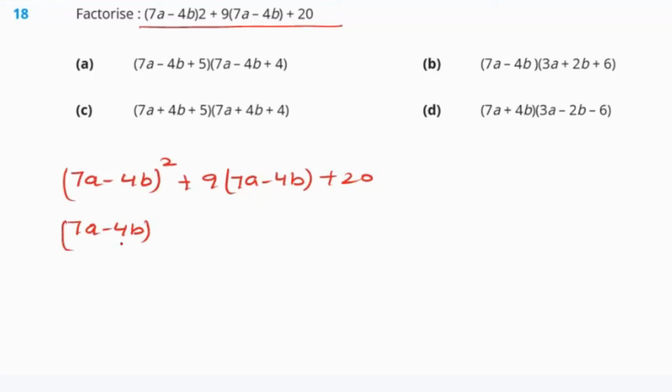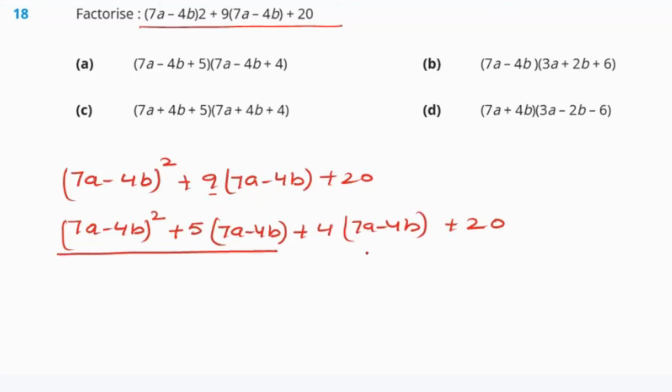And what we will do, we will use the middle splitting method over here. How? We will split this 9 into 5 and 4. So we are getting 5 times (7a minus 4b) over here, then 4 times (7a minus 4b), then plus 20. And why am I taking 5 and 4 only? Because 5 plus 4 is 9 and 5 times 4 is 20 as well. Correct? That's right.